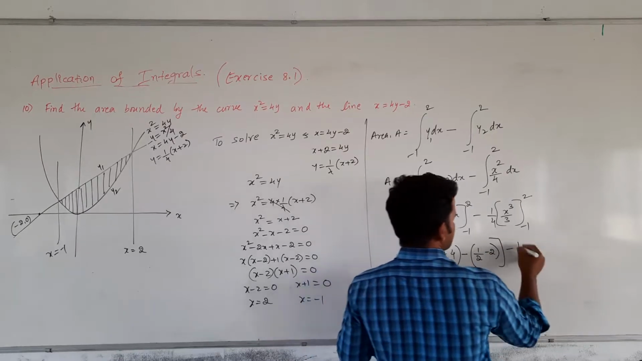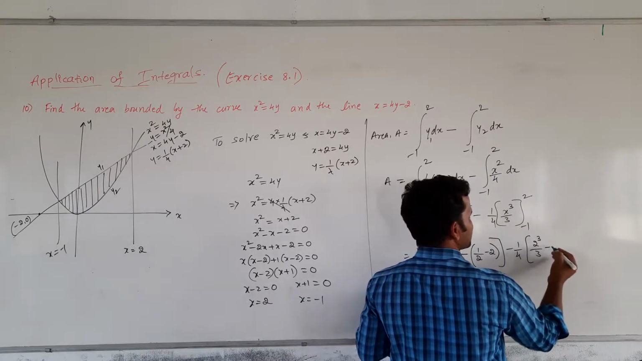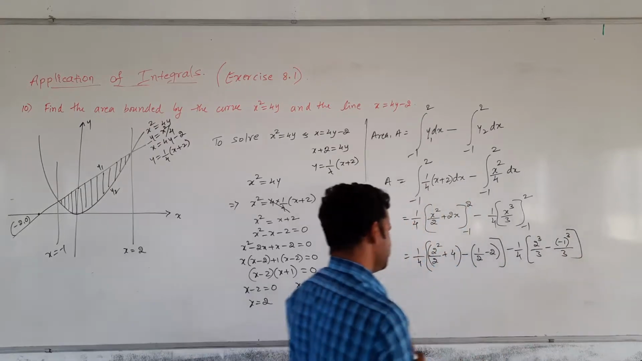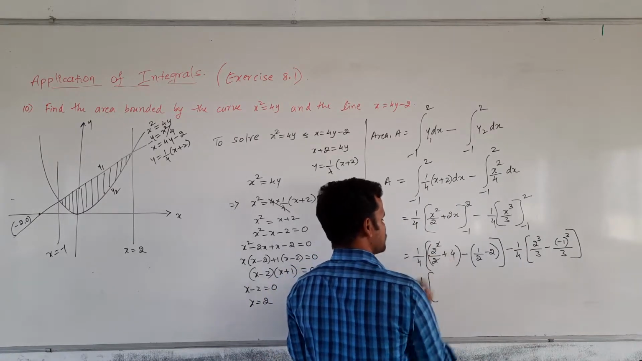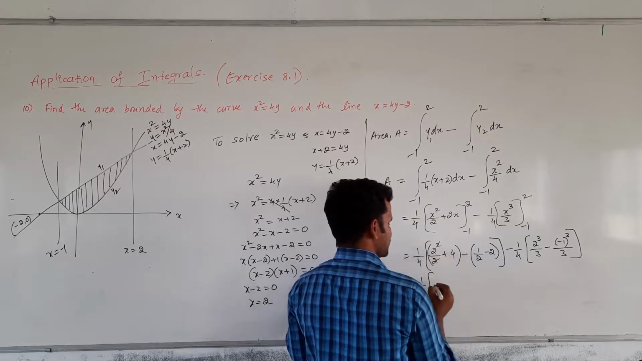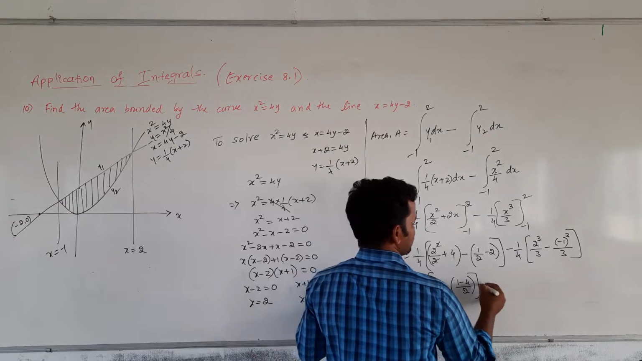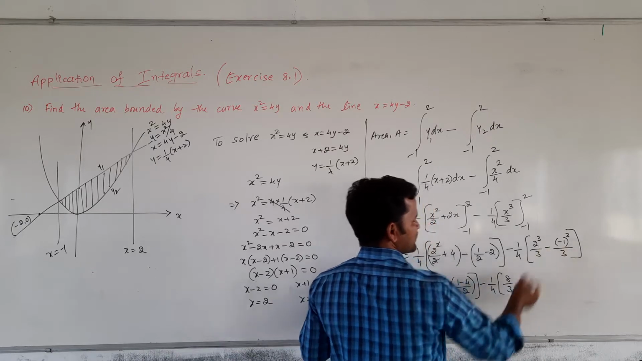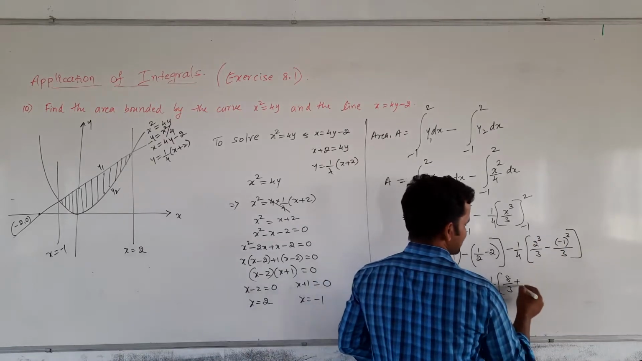First part over. Minus of 1 by 4 times, substituting the upper limit 2 here, this is 2 cube by 3, minus of substituting the lower limit, minus 1 to the power of 3 by 3. 1 by 4 into 1, 1 time 2 to get cancel. Here 2 is there, 4 is there, 2 plus 4 means 6, minus of 1 by 2. This is 1 minus 4 by 2, minus of 1 by 4 into 2 cube is 8, 8 by 3. Here minus 1 cube, minus is getting multiplied 3 times. One more minus, minus minus plus 1 by 3.